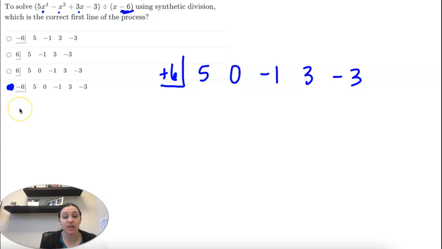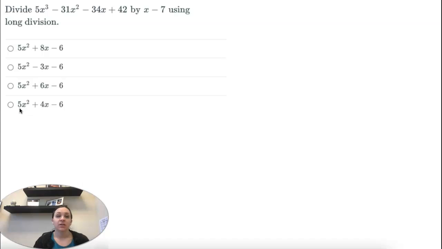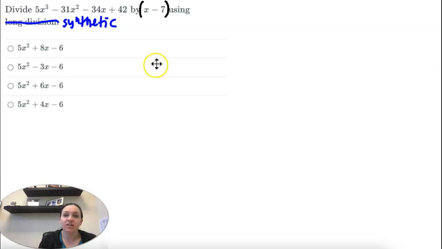It's the last one again. Divide using long division. I'm going to use synthetic. It's faster, and I want you guys to be familiar with that one. So we take the root. That's negative 7, so our root's positive 7.